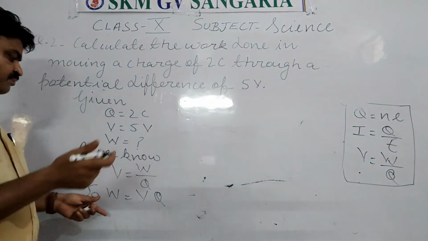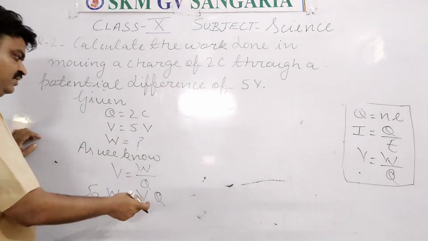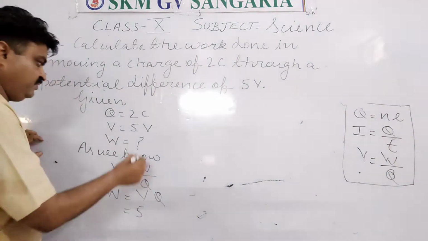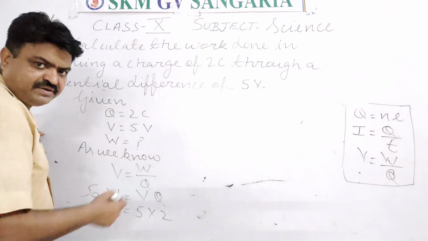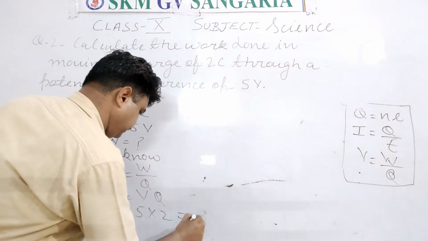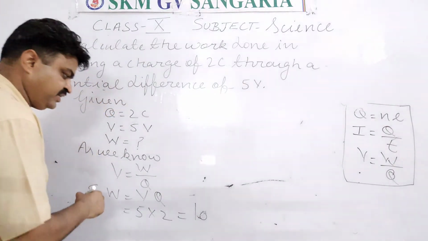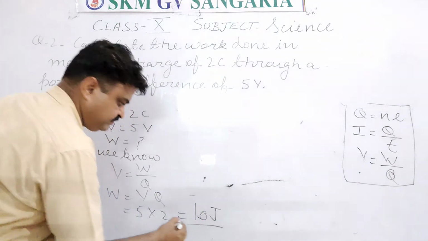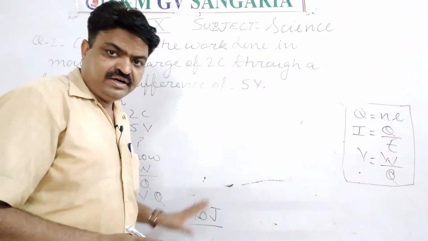So now we will put these given quantities in this. V is here 5 and Q is here 2. So the answer that we will get here is 10. 5 into 2 is 10. And what is the unit of work? It is joule, 10 joule. So in this way you will try to find out the answer, student.